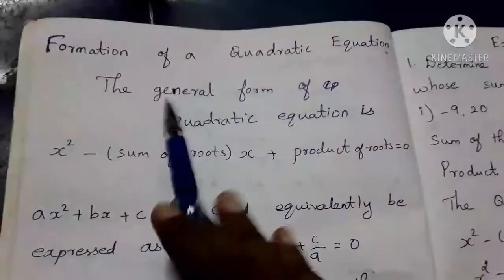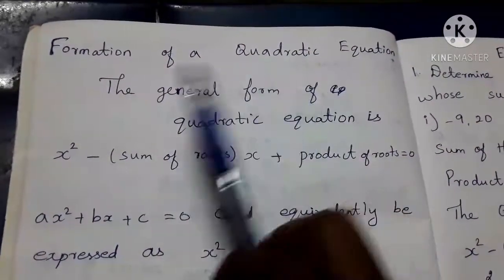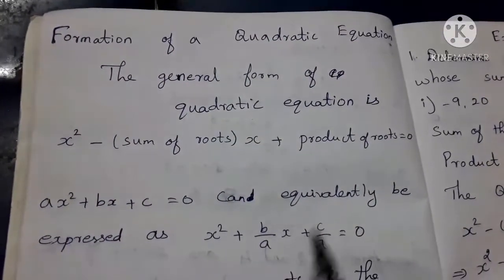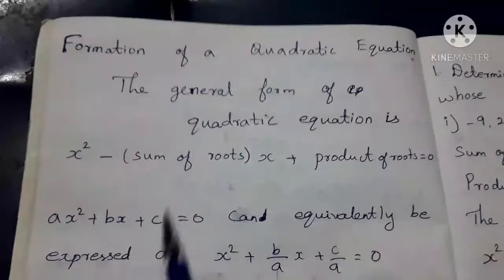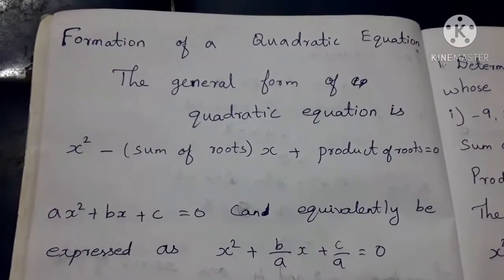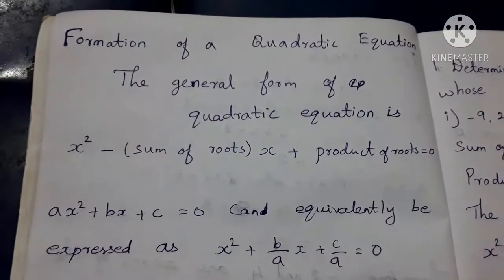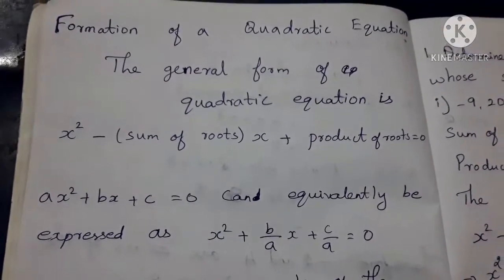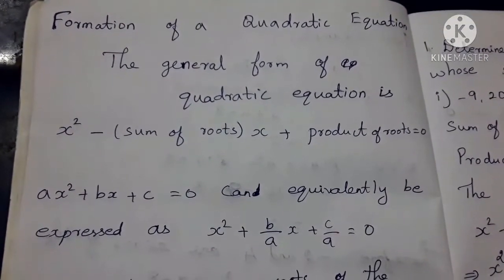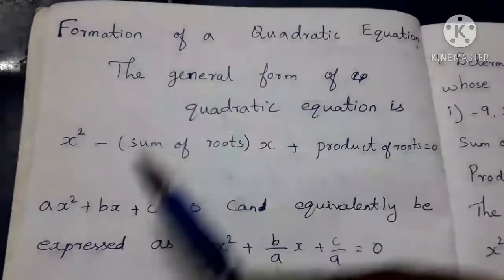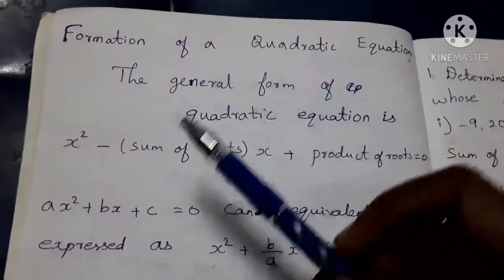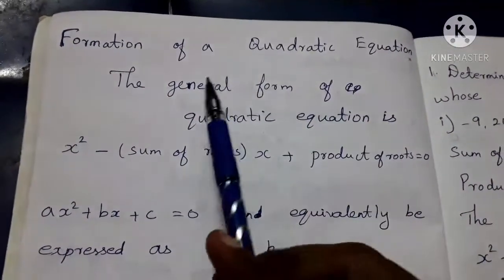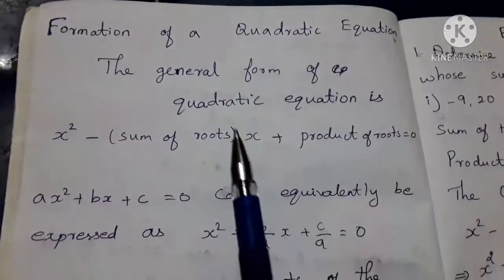Next, formation of a quadratic equation. How do we form a quadratic equation? For a quadratic equation, the easy way to find the roots is to factorize the equation. Now, when the roots are given, how do we form the quadratic equation?